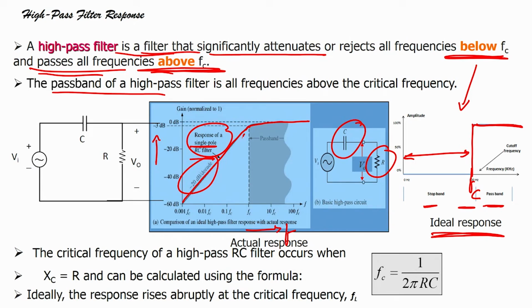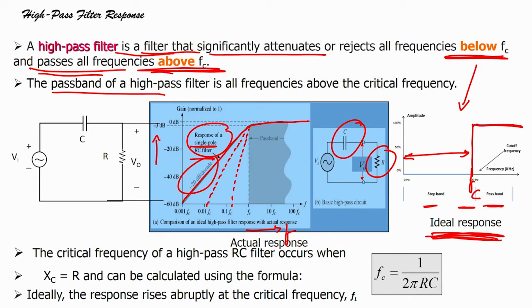If I have a second order high pass filter, then my roll off rate will be 40 dB. For a third order high pass filter, my roll off rate would be 60 dB. So, as you increase the order, you reach your ideal response, correct.